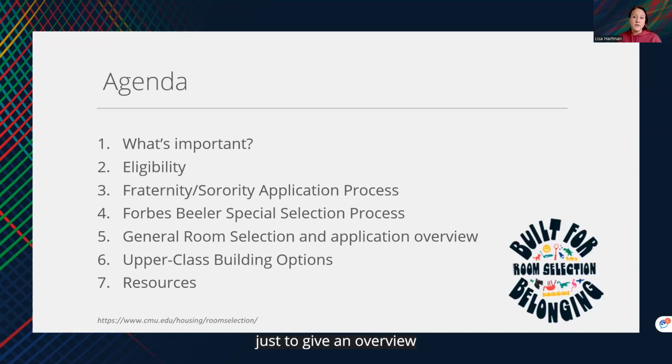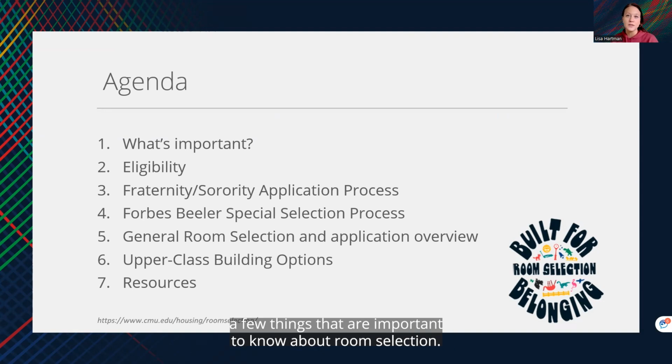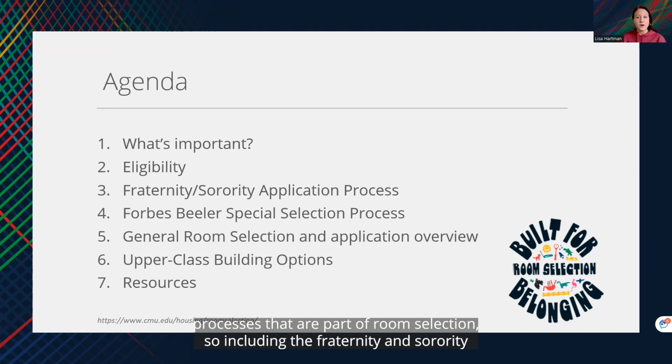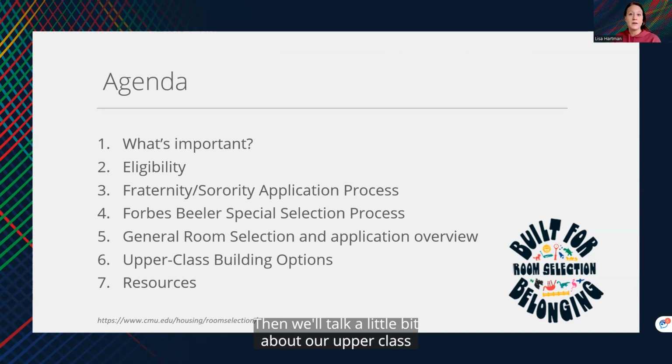Just to give an overview of our agenda for the conversation today, we're going to highlight a few things that are important to know about room selection. We're going to talk about eligibility and who is eligible to participate in room selection and who may not be eligible. We're going to go through the application processes that are part of room selection, including the fraternity and sorority application process, our Forbes-Beeler special selection process, and then general room selection, which is the phase that most students participate in. Then we'll talk a little bit about our upper class building options for those of you who may not be familiar with them, and we'll end the presentation with a few resources that will be helpful.